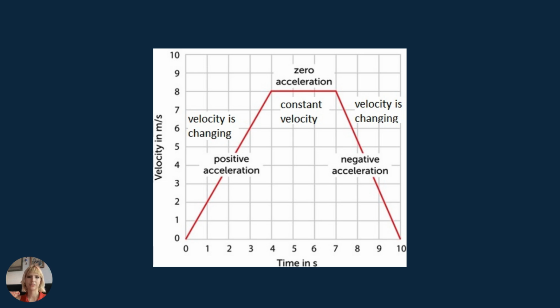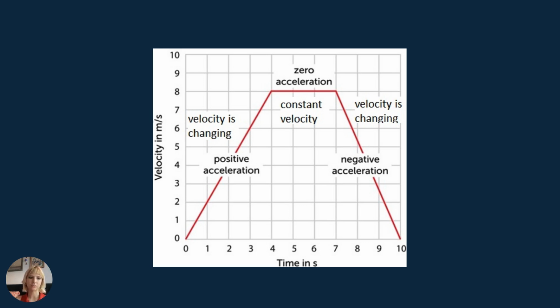Here I have the last one, a velocity versus time graph. The first segment is going to be a positive acceleration, so our velocity is changing. And this segment is a constant velocity, so there's 0 acceleration. And again, the velocity is changing, and this is going to be a negative acceleration. As you can see, it goes with the slope. So a positive slope is a positive acceleration, and negative slope is a negative acceleration.